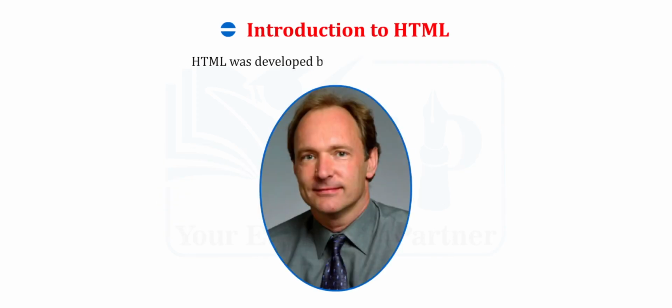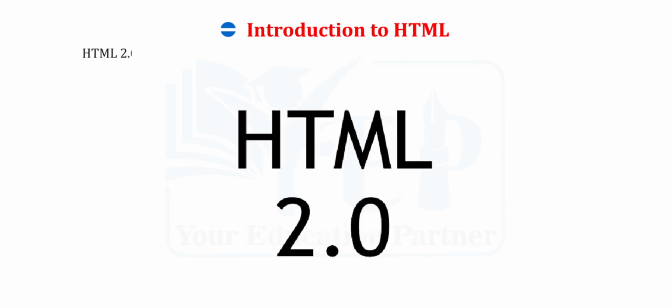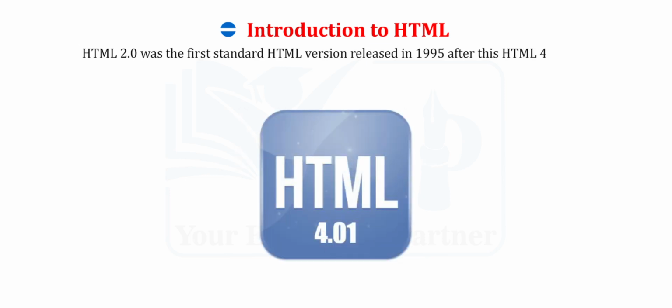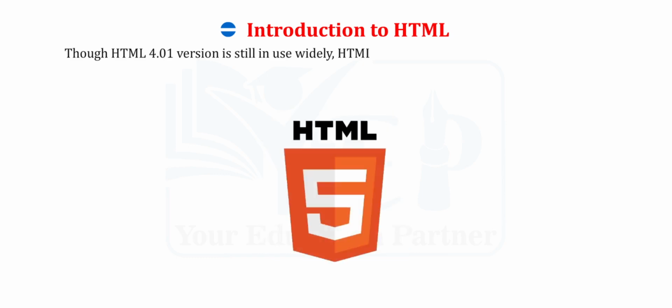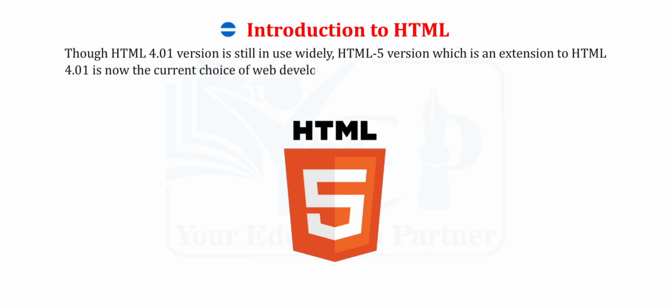HTML was developed by Tim Berners-Lee in 1991. HTML 2.0 was the first standard HTML version released in 1995. After this, HTML 4.01 was a major version of HTML released in 1999. Though HTML 4.01 version is still in use widely, HTML5 version, which is an extension to HTML 4.01, is now the current choice of web developers since 2012.